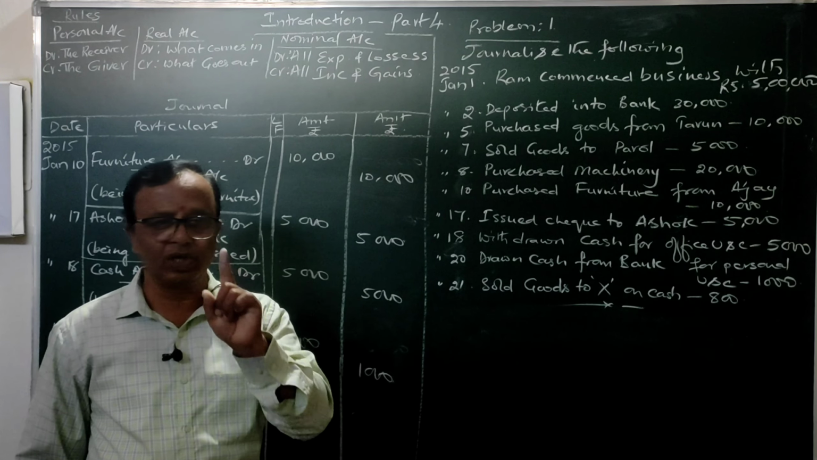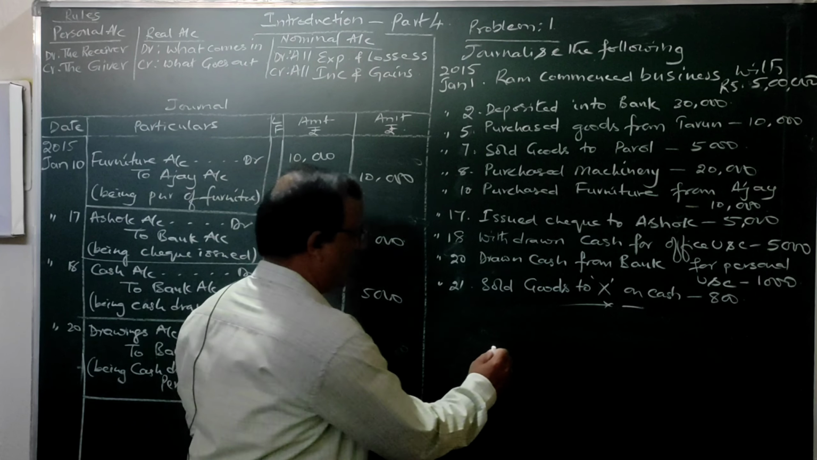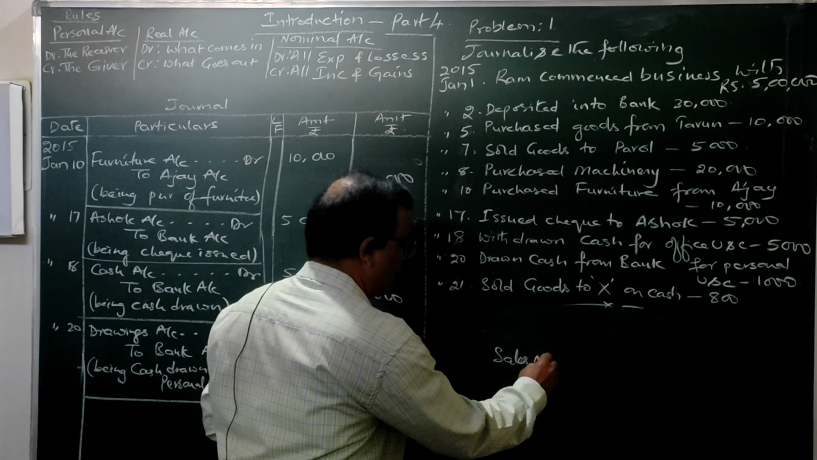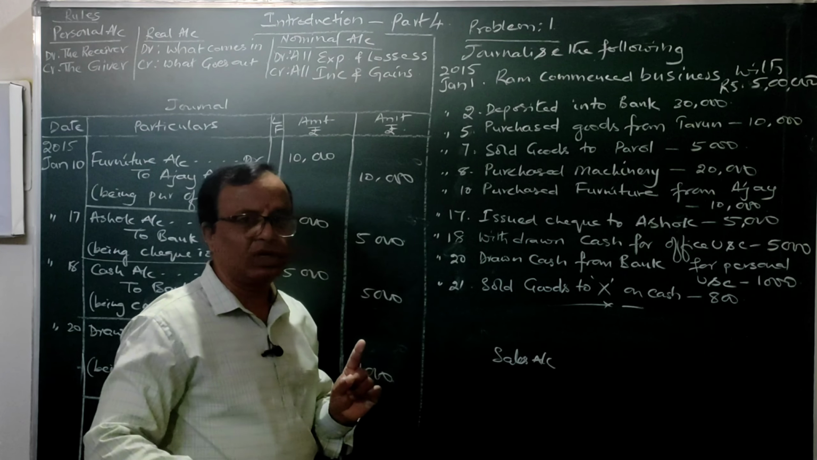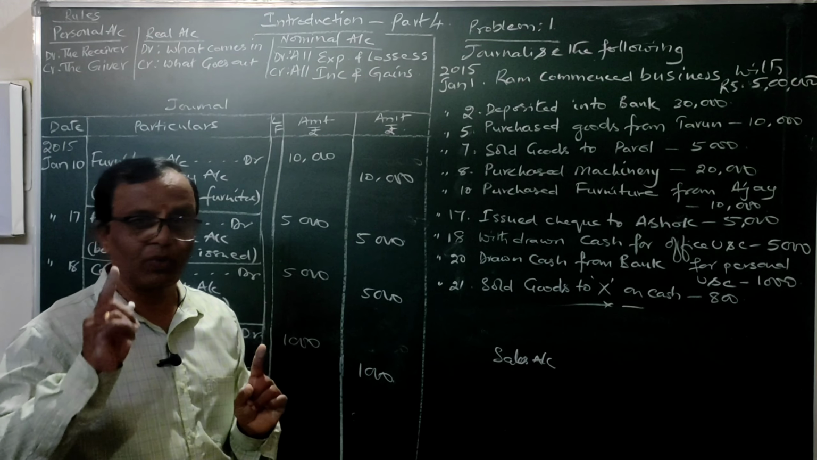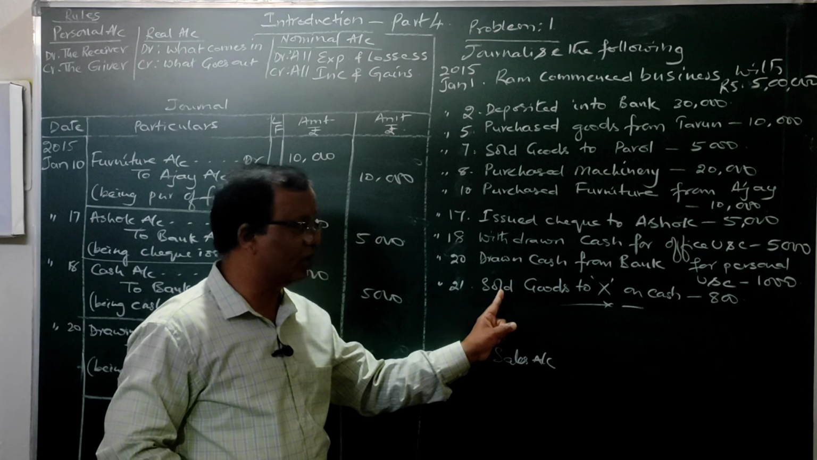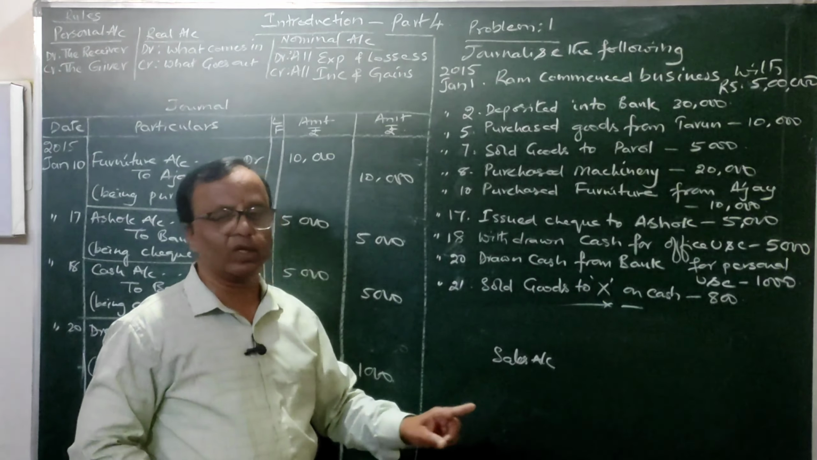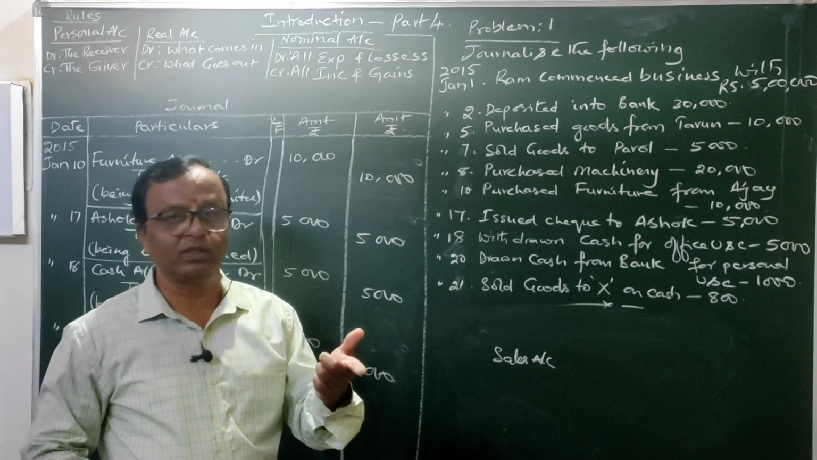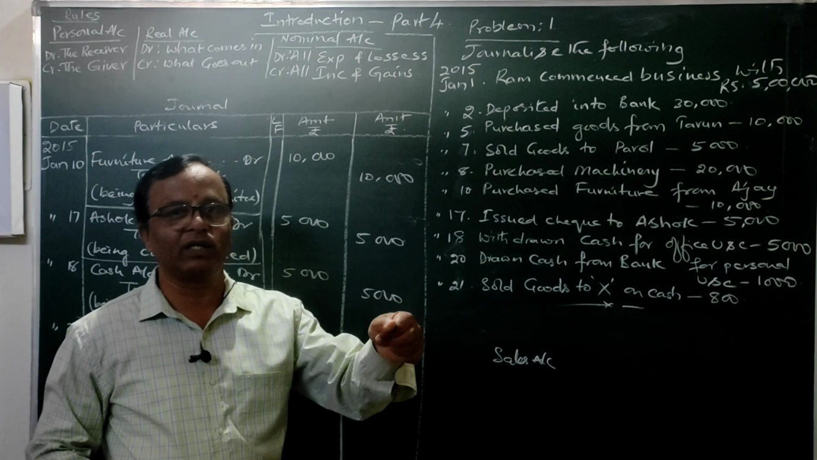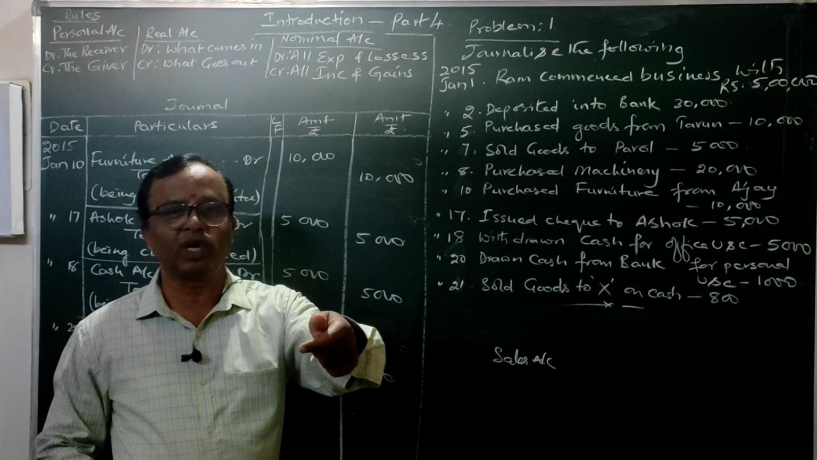When you have sold the goods, one account affected will be your sales account. I have already told you, if you have purchased the goods, purchase account will get affected. If you have sold the goods, sales account should get affected. So, you have sold goods to X on cash, means here one is sales account. Now how have you sold to X? You have sold to X on cash. That means immediately you have received cash from X.